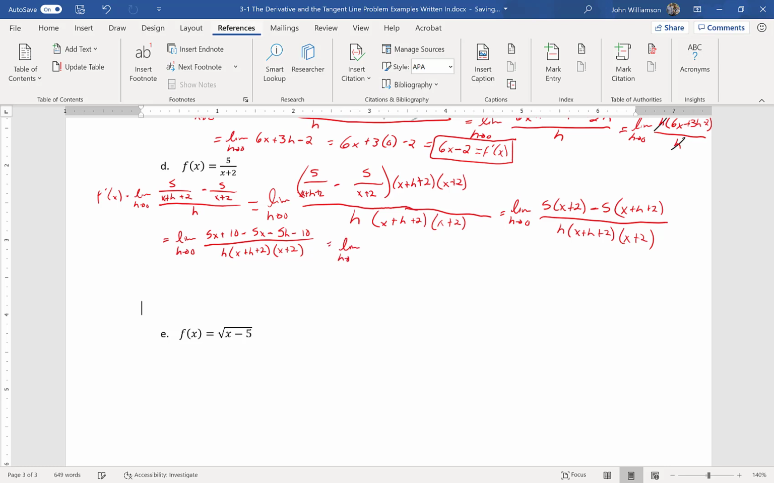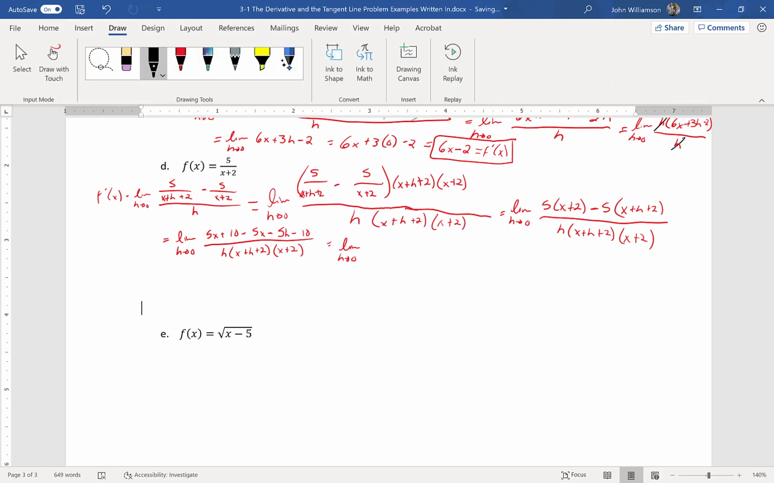Cleaning it up becomes the limit as h is approaching 0. And so the 5x's cancel. Plus 10 minus 10 cancels. And so we're left with the limit as h is approaching 0 of negative 5h over h times x plus h plus 2 times x plus 2. Now my h's are going to cancel. And so I'm left with the limit as h is approaching 0 of negative 5 over x plus h plus 2 times x plus 2.